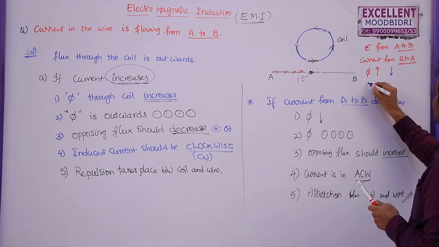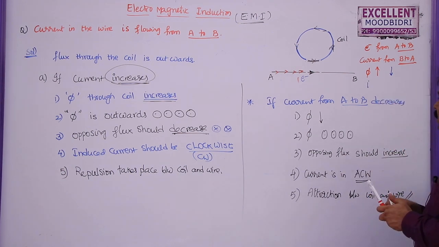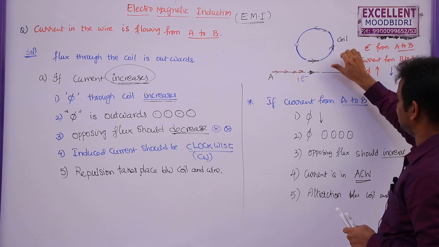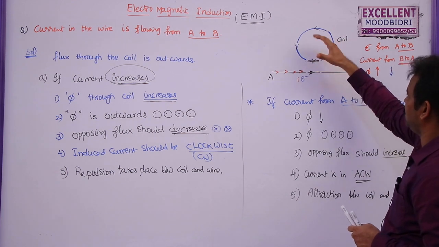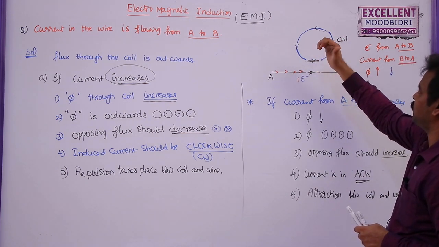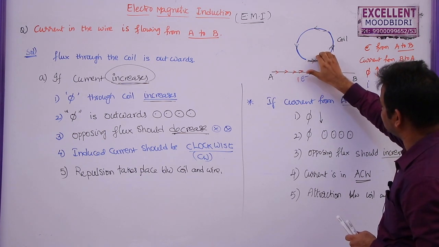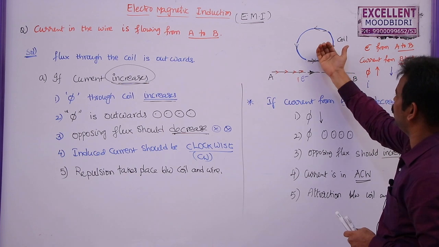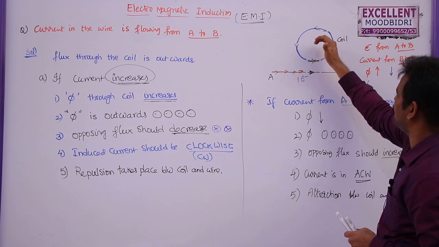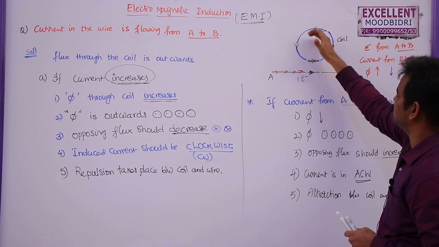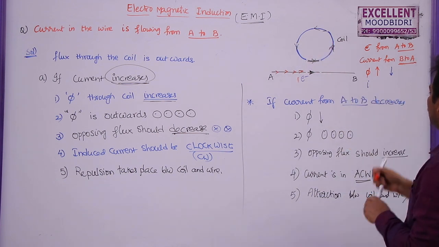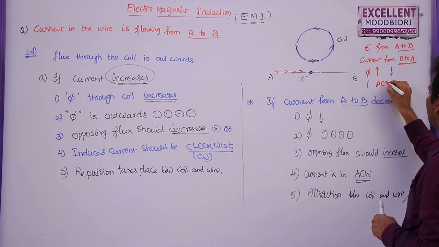When the flux is increasing, what happens to the current? Here, when the flux is increasing, the current will be such that it will try to decrease the flux. So here, current is in this direction, flux is inwards. So the outward flux should be there because of the induced current here. So current is first in the anti-clockwise direction.